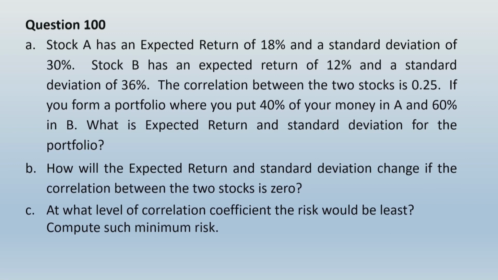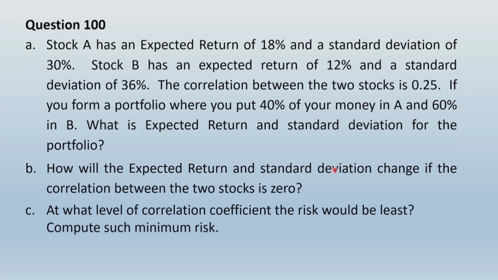Second part says, how will the expected return and standard deviation change if the correlation between the two stocks is 0? And third part of the question says, at what level of correlation coefficient the risk would be least? Compute such minimum risk. Now guys, you have learned one thing very well, that when there is a change in the correlation, the return on portfolio does not change, but what will change definitely is the standard deviation of the portfolio.